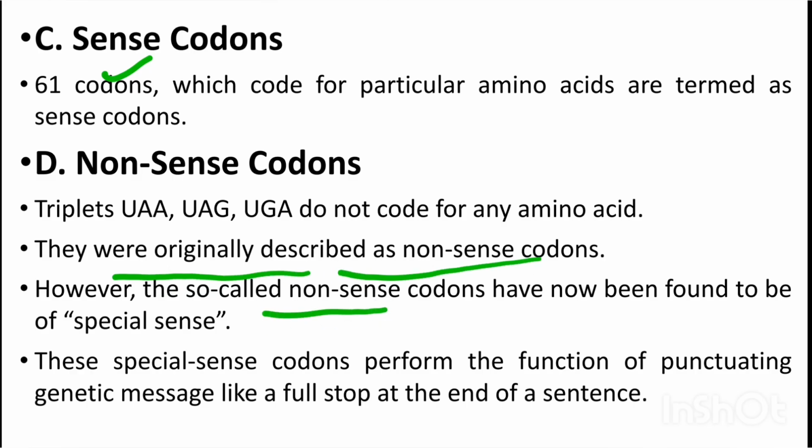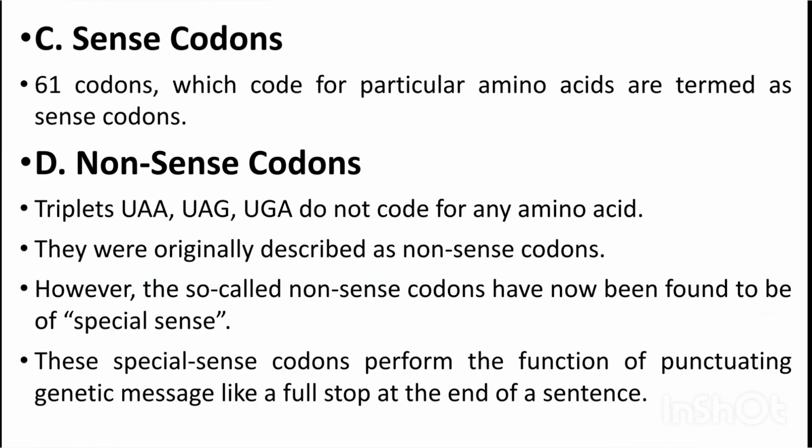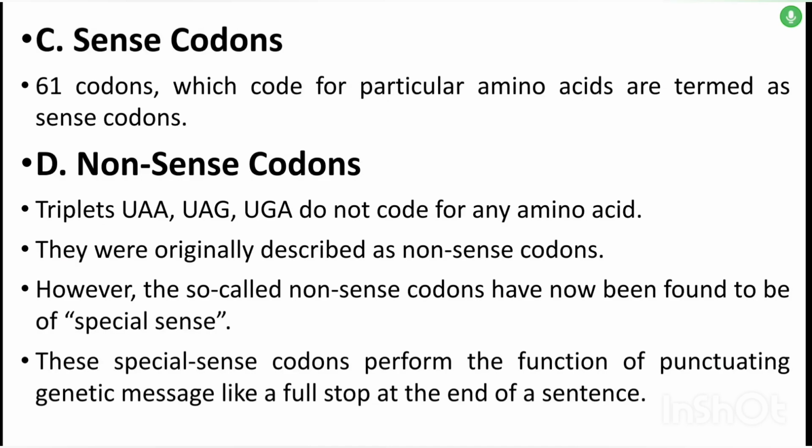However, so-called nonsense codons have now been found to be special sense. These special sense codons perform the function of punctuating genetic messages, like a full stop at the end of a sentence. So it acts as a full stop of that complete polypeptide chain. So they are also called chain termination codons, sometimes nonsense codons, and sometimes stop codons. So these are some special types of codons.